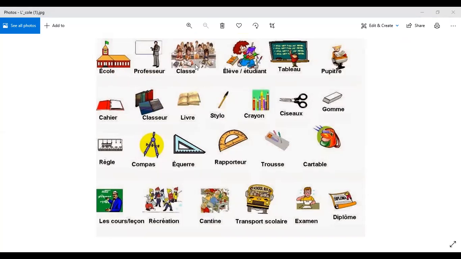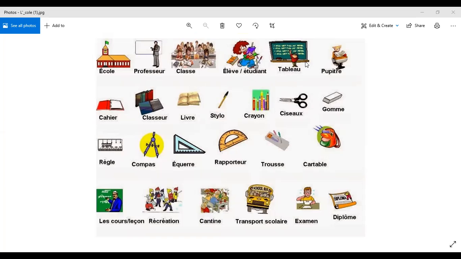Now read with me. Class. If you get a class at 6 o'clock, 7 o'clock, you can say j'ai une classe à 7 heures. University. Well done. And étudiant. Say it with me. Étudiant. It means student. Or élève is another name, another synonym actually for student. So élève. Tableau.